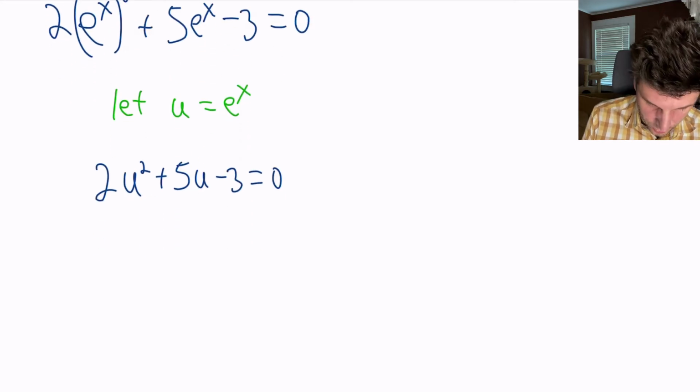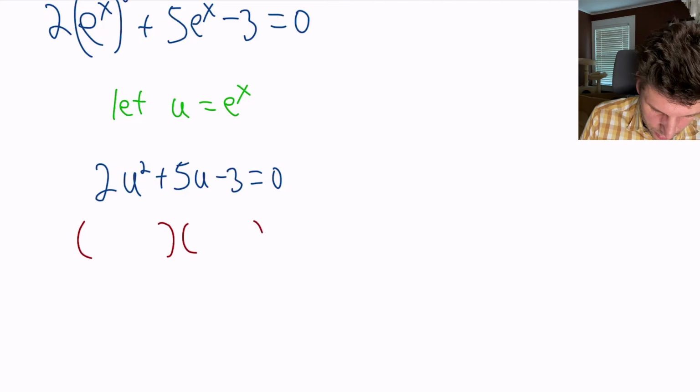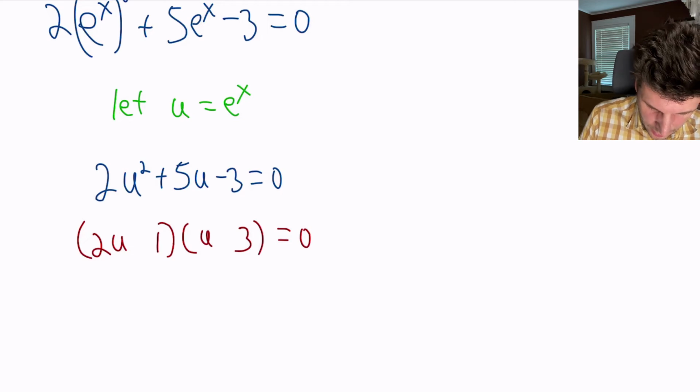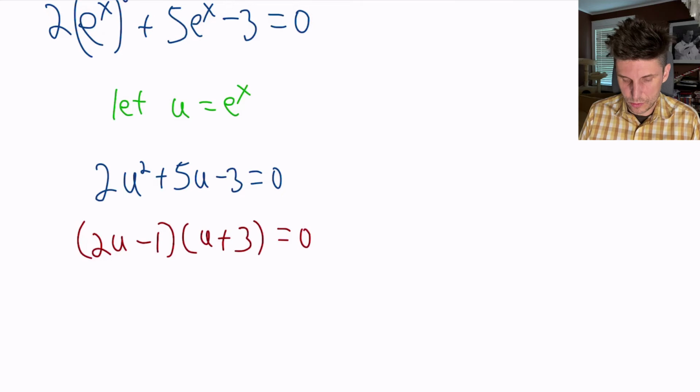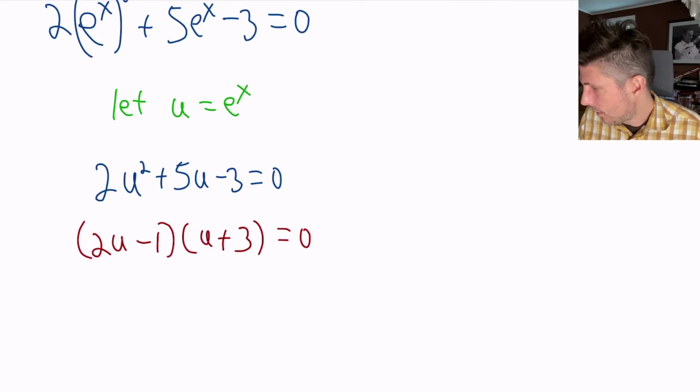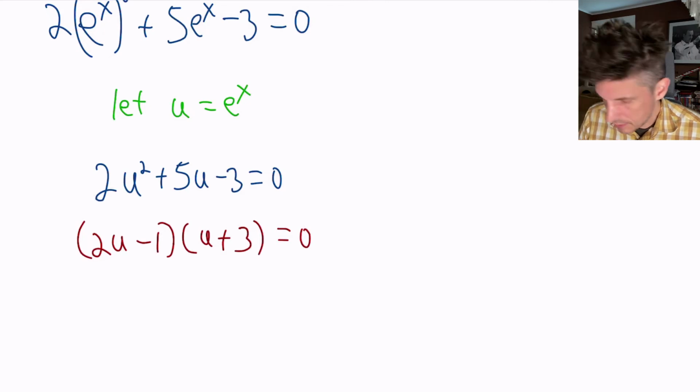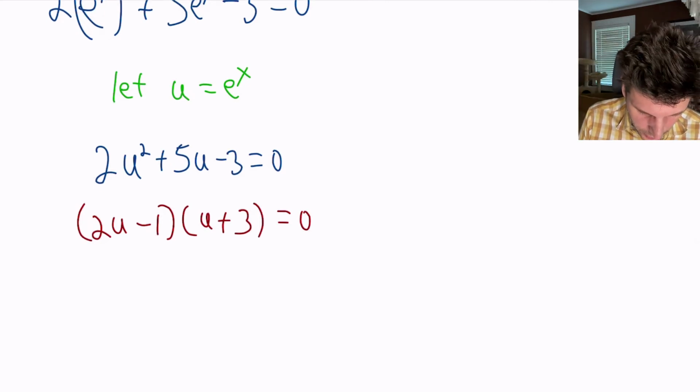And then that's factorable. Equals 0. 2u and u, 3 and 1, and this is plus and this is minus, right? So it's going to be 6u minus 1u is 5u positive, and the negative 3. Perfect. Oh, that was a pleasant sound. I love that.